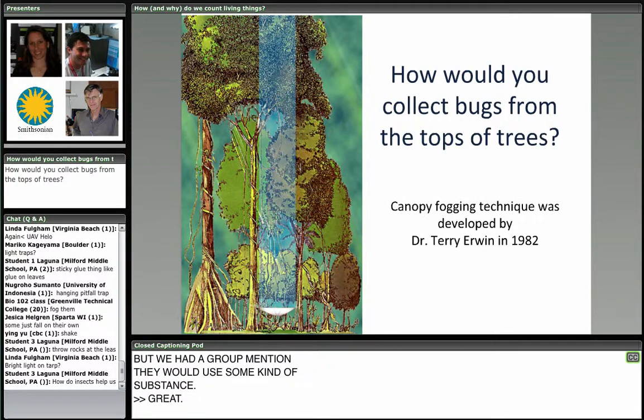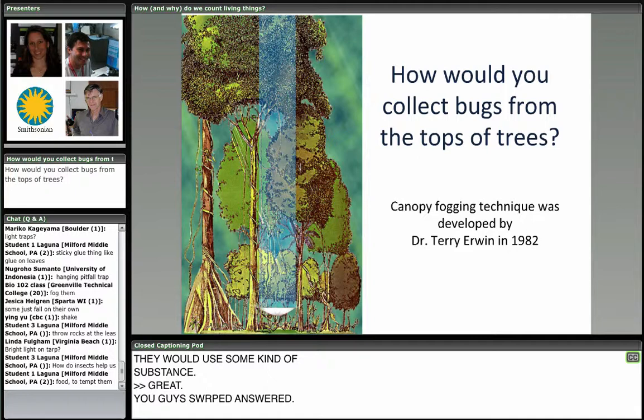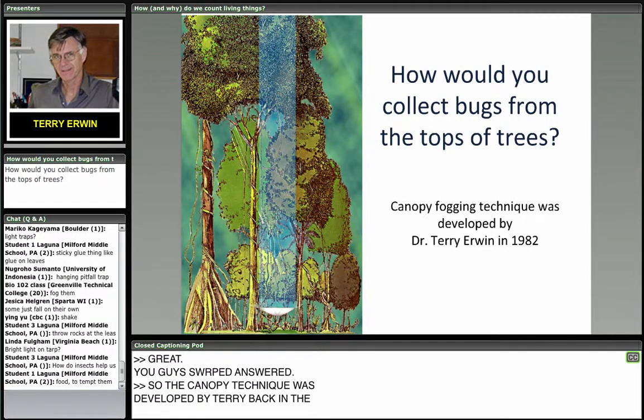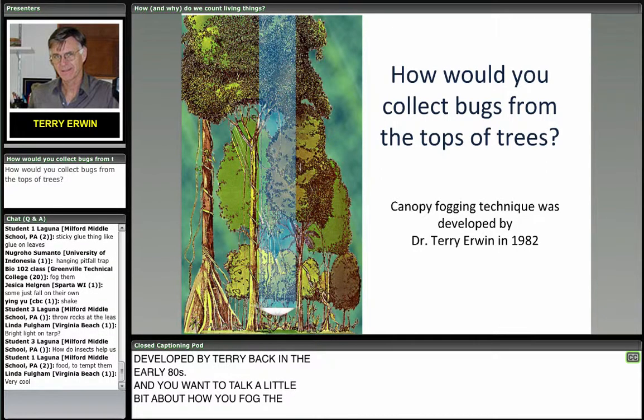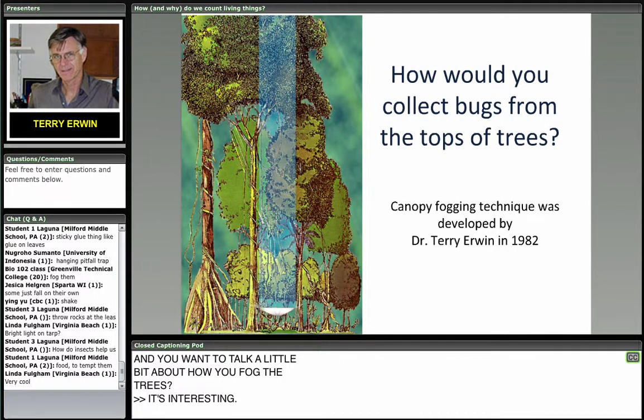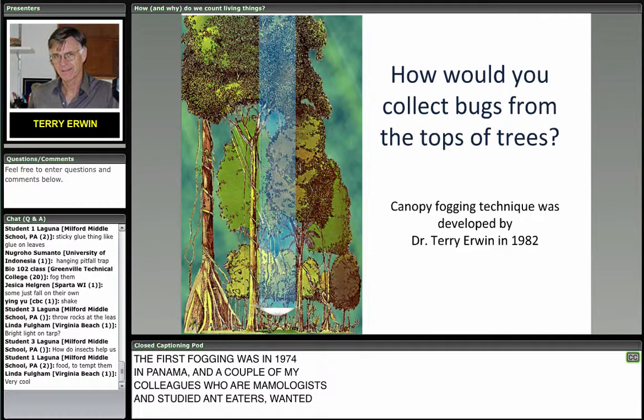So the canopy fogging technique was actually developed by Terry back in the early 80s. And so you want to talk a little bit about how you fog the trees? It's kind of interesting. The first fogging was in 1974 in Panama, and a couple of my colleagues who are mammalogists studying anteaters wanted to find out the biomass of ants and termites in the canopy where these anteaters actually lived and fed. And they had a colleague there in the Panama Canal Zone who was in mosquito control.